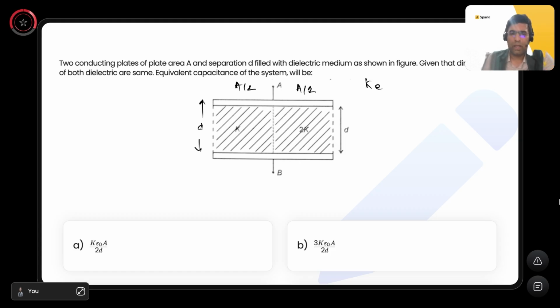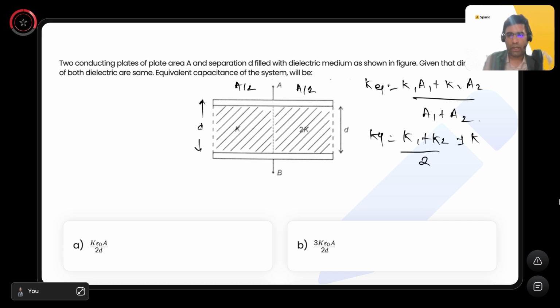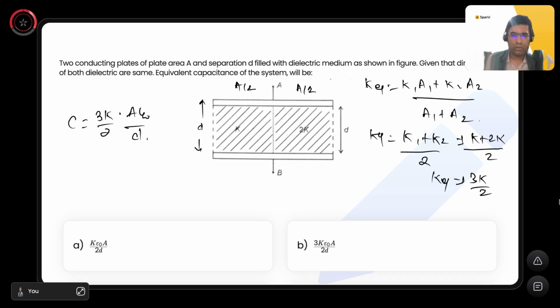So K equivalent formula is K1 A1 plus K2 A2 upon A1 plus A2. This is the general formula. When areas are equal, it simply becomes K1 plus K2 upon 2. So it will be K plus 2K upon 2. So it will be 3K by 2, K equivalent. And C will become K equivalent into A epsilon naught by D, or 3K by 2 into A epsilon naught upon D. So this will be my answer. So again, it is easy, but you have to know these basics.